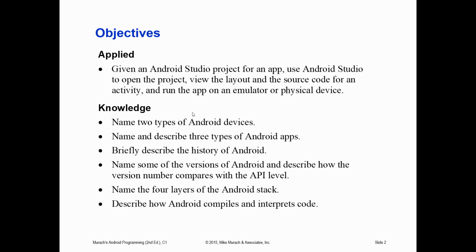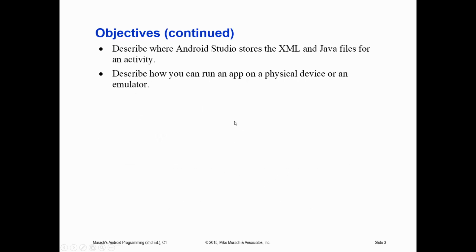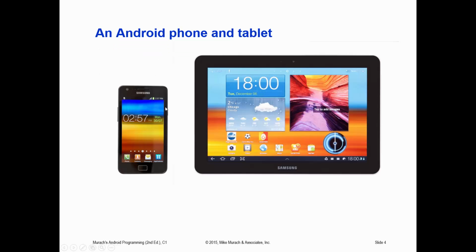Our knowledge objectives: name 2 types of Android devices, name and describe 3 types of Android apps, briefly describe the history of Android, name some of the versions of Android and describe how the version number compares with the API level, name the 4 layers of the Android stack, describe how Android compiles and interprets code, describe where Android Studio stores the XML and Java files for an activity, describe how you can run an app on a physical device or an emulator.